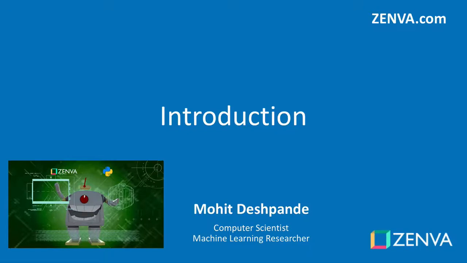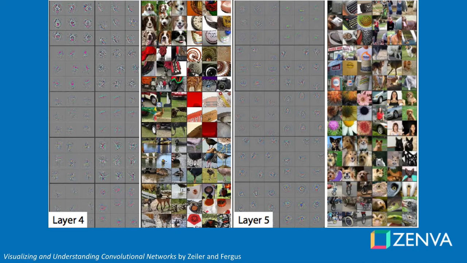My name is Mohit Deshpande, and in this course we'll be building a convolutional neural network. These are the kinds of neural networks that are specifically designed for working with image data. What I've shown here is a visualization taken from a paper that lets us see the kinds of things that a convolutional neural network is actually learning.